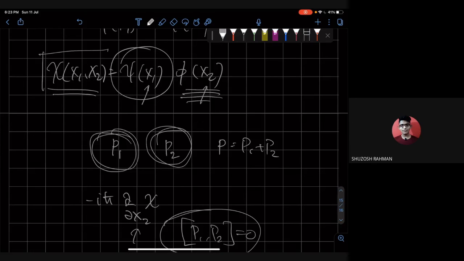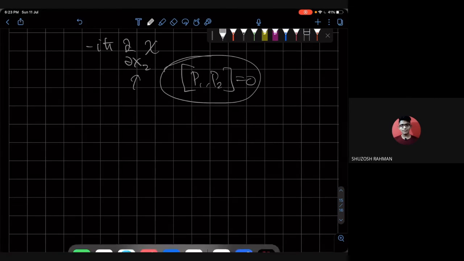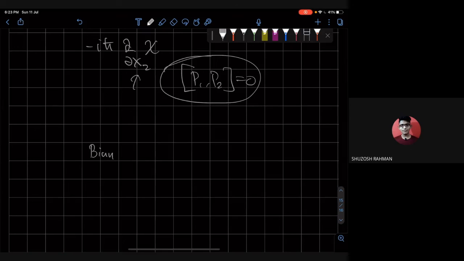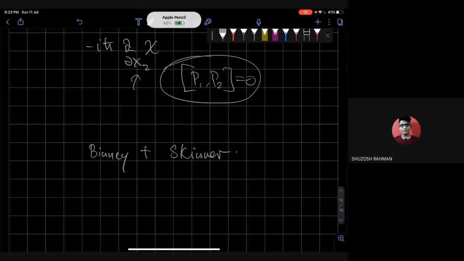Sir, I missed about 20 minutes of the class due to a power outage. Could you give me some references for this stuff? Yeah, this is all based on Binney and Skinner. Oh, okay. That's a very good book. Just read it. It's completely 100% based on that.